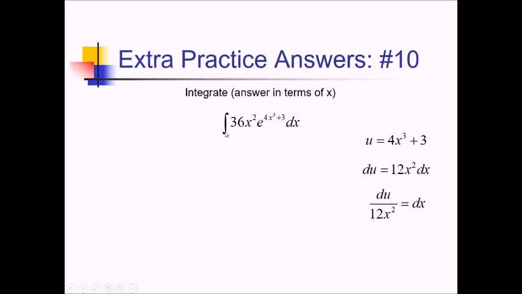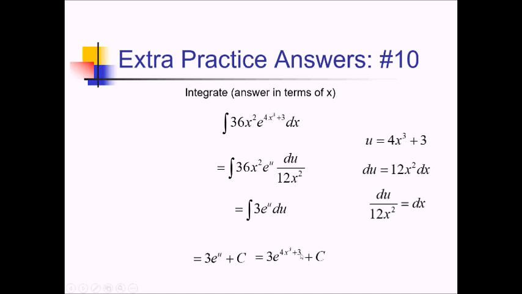So now I can substitute for all the x stuff in the original, almost all of it. This 36x squared is hanging around for a little bit longer, but we can now write e to the u, and instead of dx, we can write du over 12x squared. X squareds are going to cancel. 36 over 12 is 3. We still have an e to the u du to go with that. Antiderivative of this is also 3e to the u, so that's kind of nice. Don't forget the plus c. And if we want to, we can replace that u with this 4x cubed plus 3 to get this final answer.